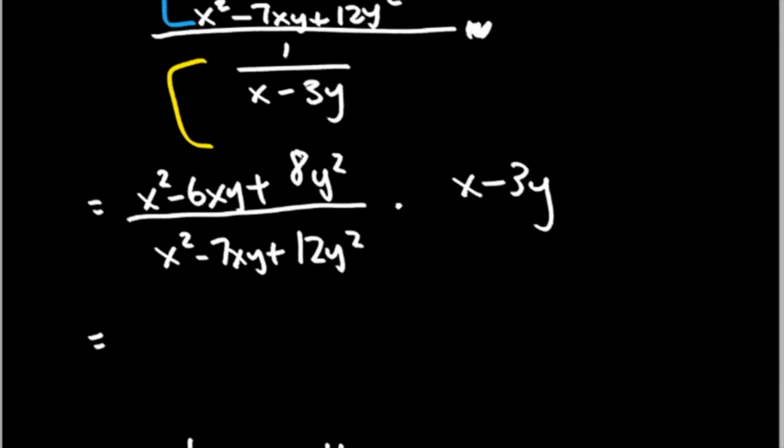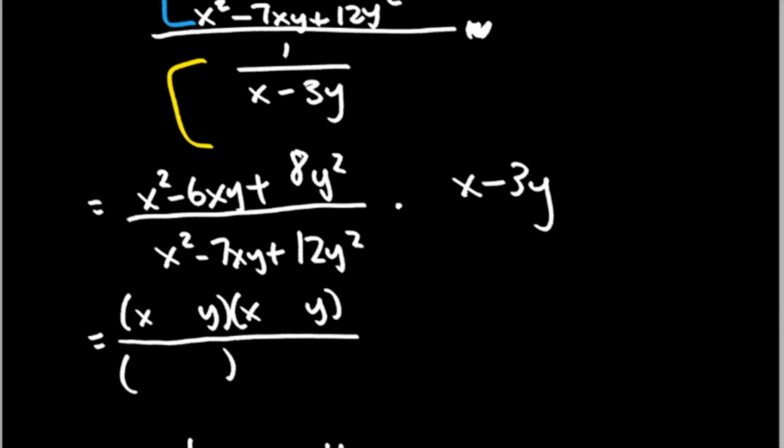Alright, so let's factor things. So let's see, what can this factor into? Well, we know that we're going to have something with x in the front, and then something with a y. The reason that we know that is we have an x squared and a y squared. That has to somehow multiply to get x squared and y squared. So same exact thing in the denominator. We're going to have to somehow get that to happen.